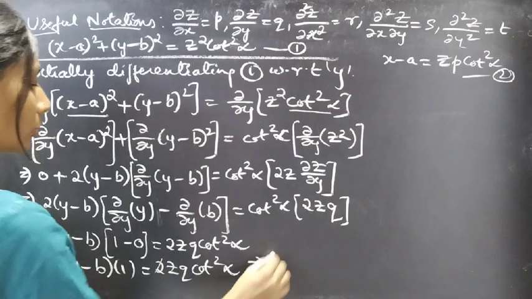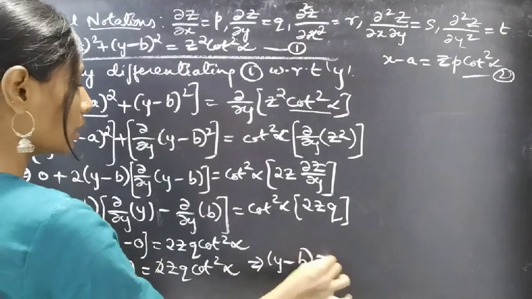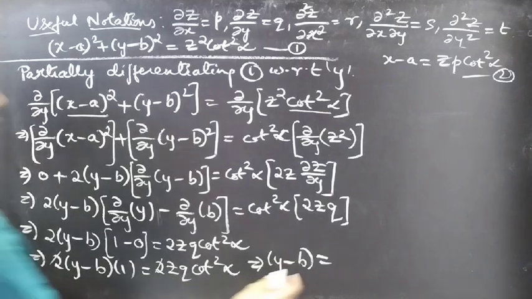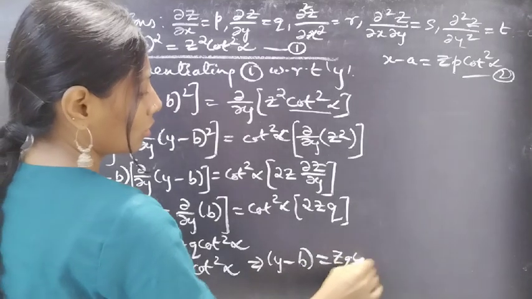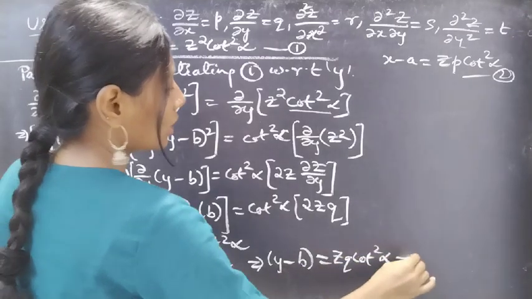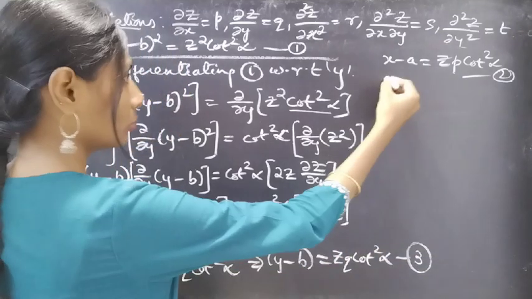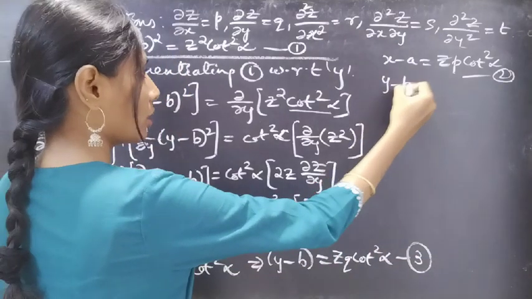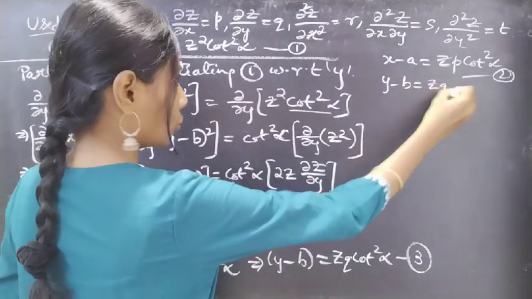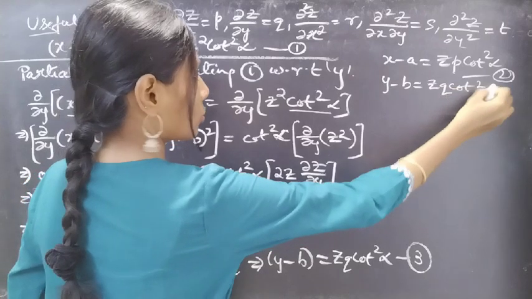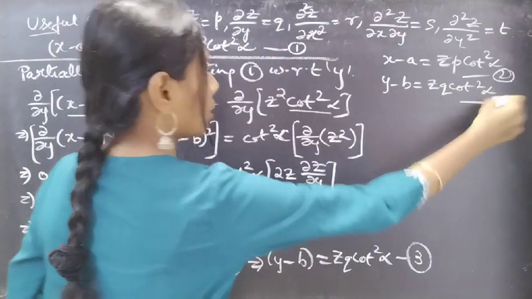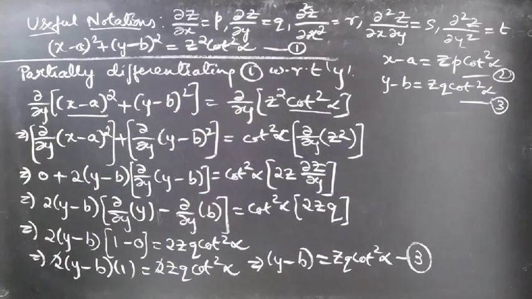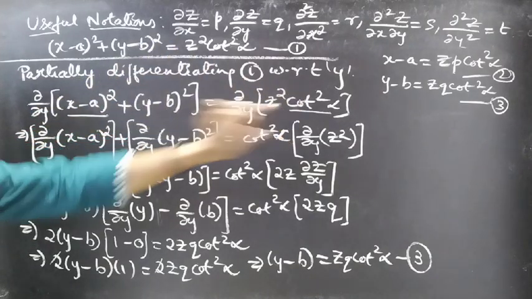Then you'll get y minus b equal to zq cot square alpha. Now consider it as equation number 3. We got y minus b equal to zq cot square alpha, which is our equation 3. Now observe equations 1, 2 and 3.